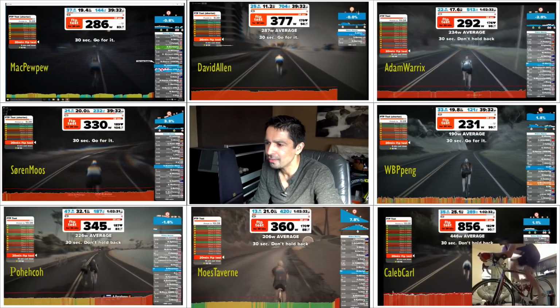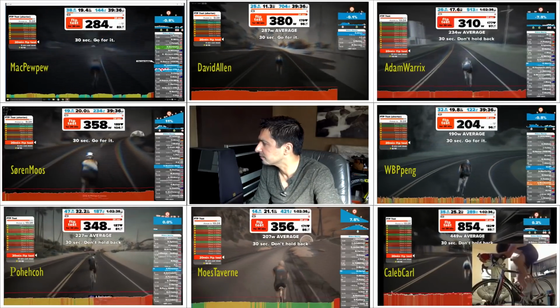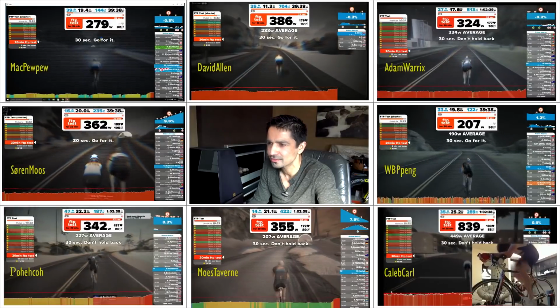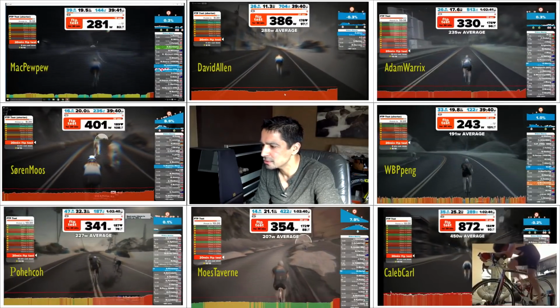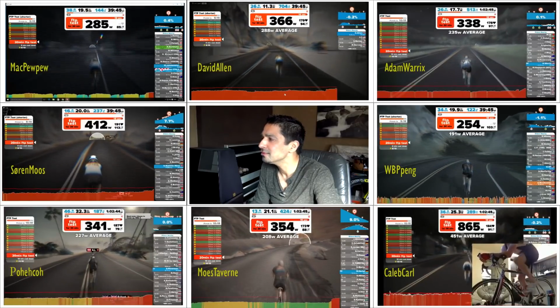Mo's also finishing. Go on guys, they're all finishing strong here. I'm pretty impressed with the way everyone's finishing. Everyone's finishing zone 5, possibly zone 6 for some. Sharon's giving it a good sprint. Even Mo and Pekka are giving it a good sprint. But Pew's giving it good.